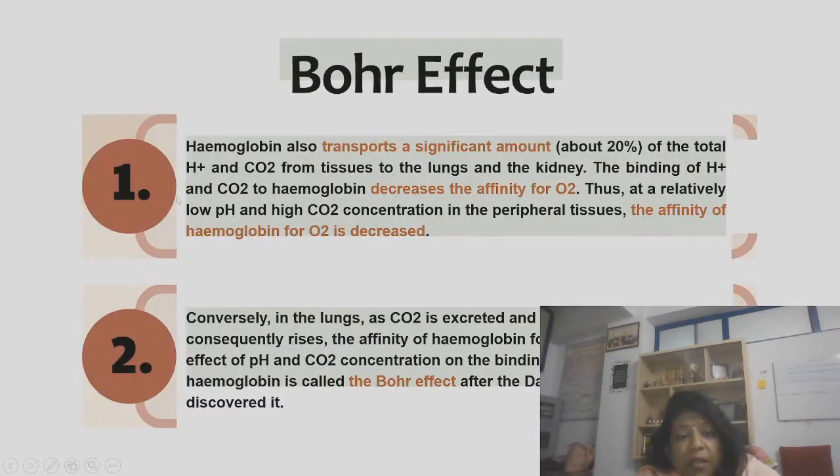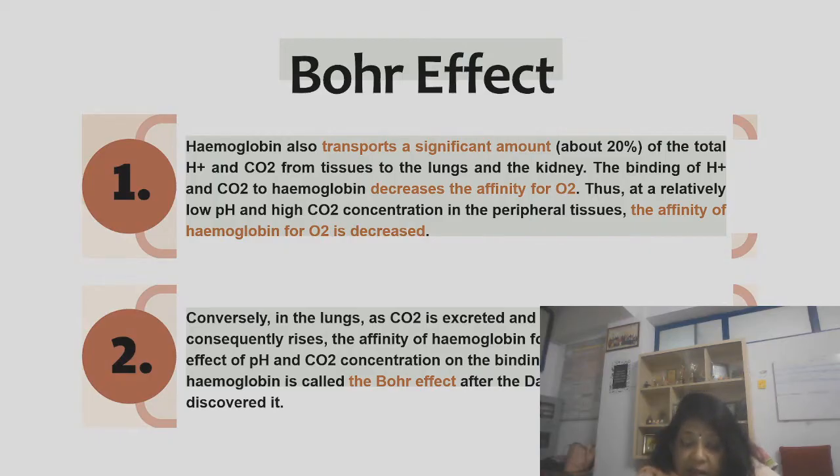Now we come to the Bohr effect. Hemoglobin also transports a significant amount, about 20% of the total hydrogen ion and CO2 from the tissue to the lung and kidney. The binding of protons and CO2 to hemoglobin decreases the affinity for oxygen. जैसे ही ऑक्सीजन की एफिनिटी कम हो जाएगी, क्या होगा? ऑक्सीजन लिबरेट हो जाएगा, रिलीज हो जाएगा और इस तरह से ऑक्सीजन की सप्लाई बढ़ेगी. Thus, at a relatively low pH and high CO2 concentration in the peripheral tissue, the affinity of hemoglobin for oxygen is decreased.